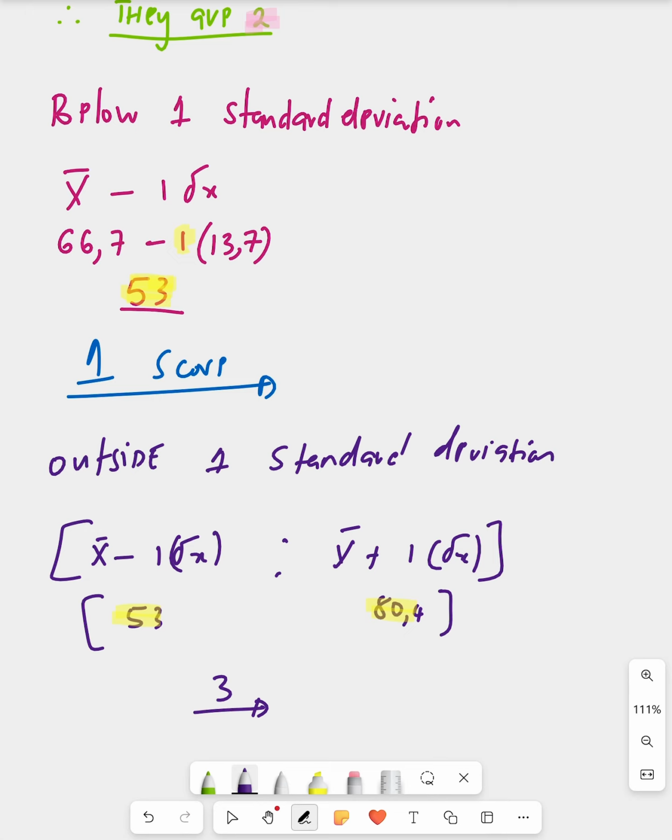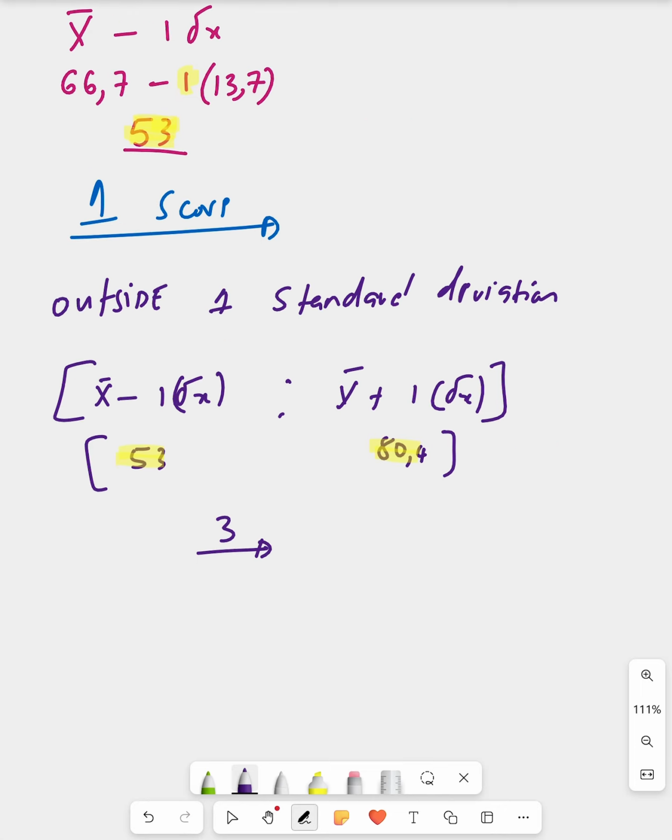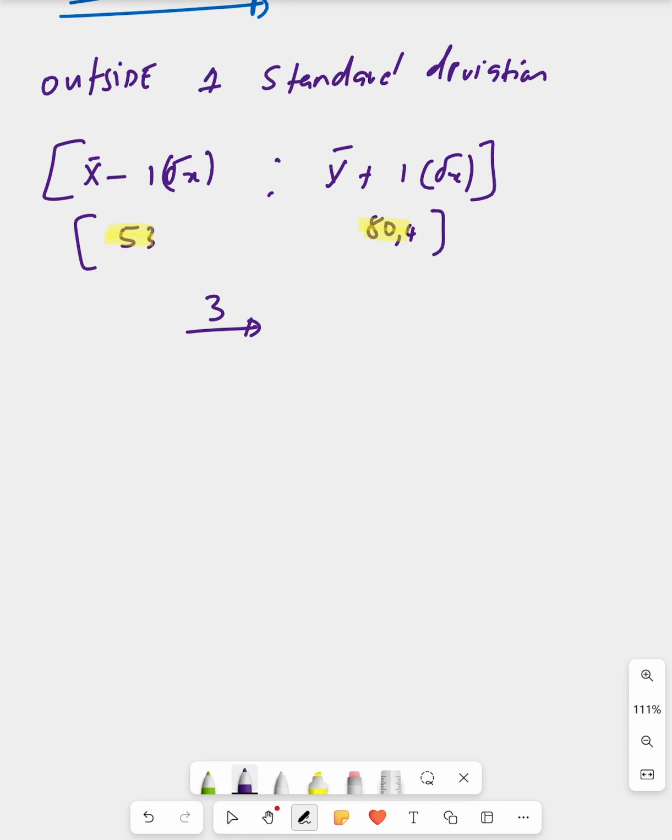And then the last one is within. Within is the opposite of outside. So everything that is not outside will be within. That means the number of scores that are within 1 standard deviation are 7, because the scores in total are 10. So the ones that are within will be 7.